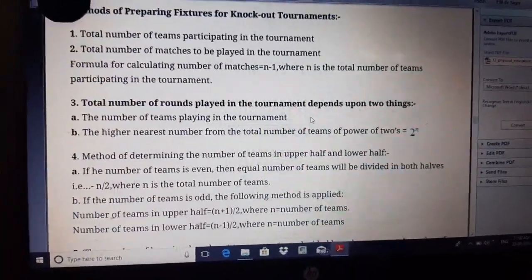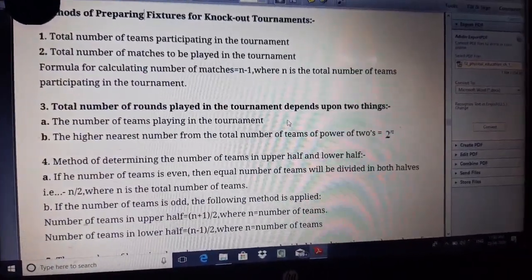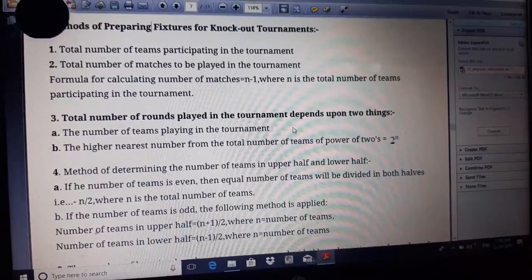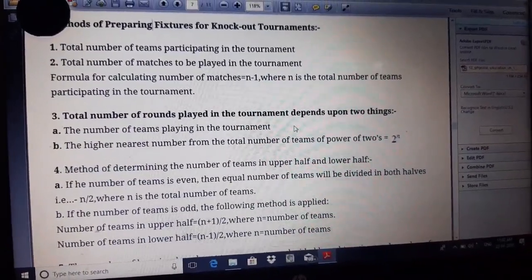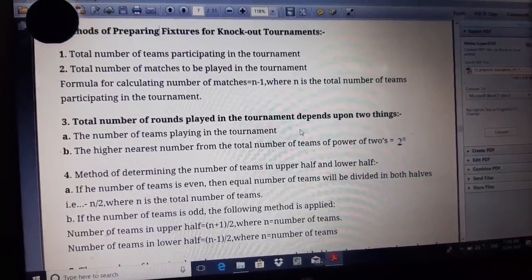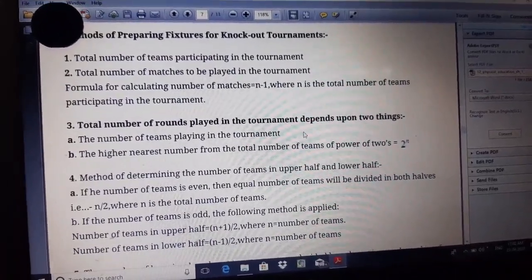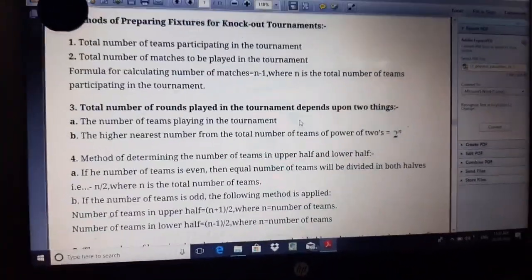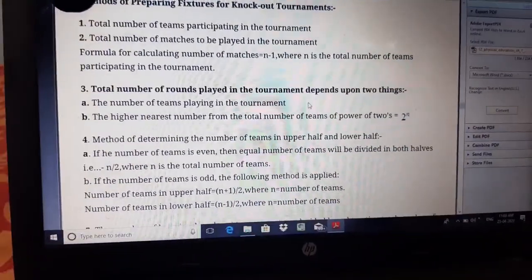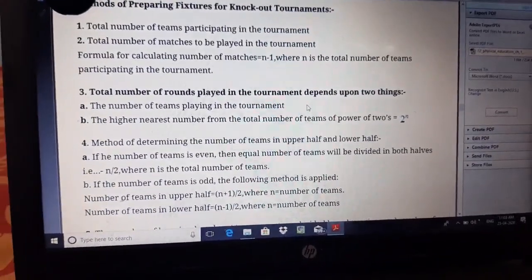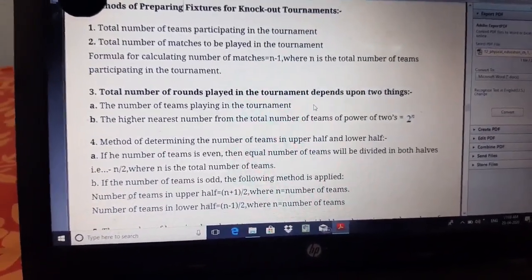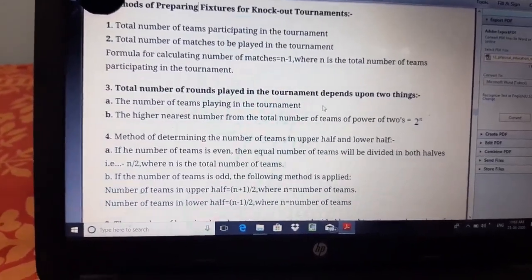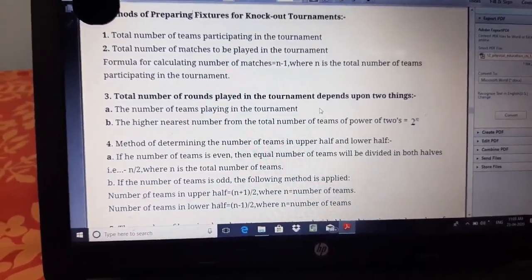So the first thing is the total number of teams participating in the tournament, that you have to keep in mind. Second is the total number of matches to be played in the tournament, that you have to keep in mind. Through this, students, there are formulas written, so please note these formulas down. Because when we have a practical class, it will be very easy for you to understand it.